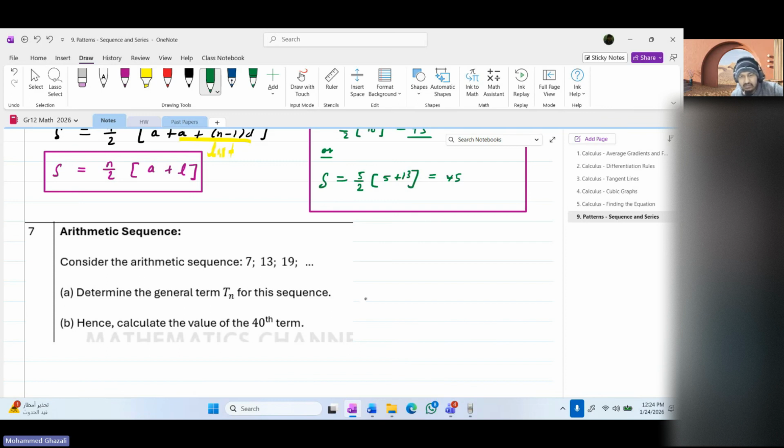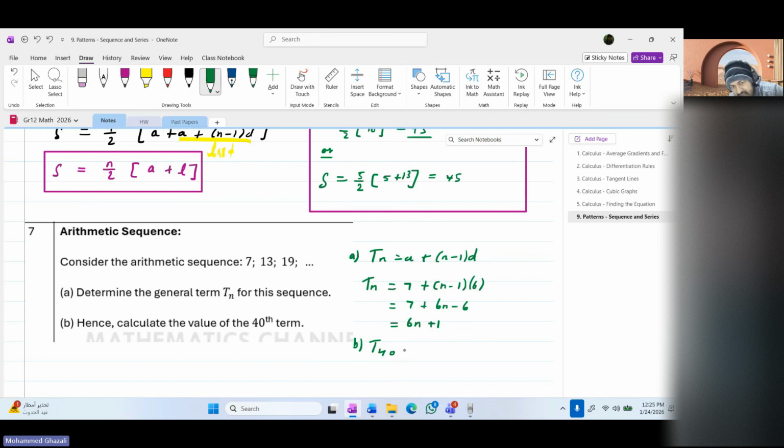So the general term, we just use the previous formula that we have learned. So Tn is equal to a plus n minus 1 d, right? So Tn is equal to, what is a? 7 plus n minus 1. What is d? 13 minus 7, which is 6, right? So 7 plus 6n minus 6. Try to write the n first, right? So 6n plus 1.